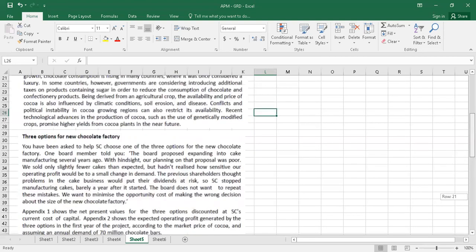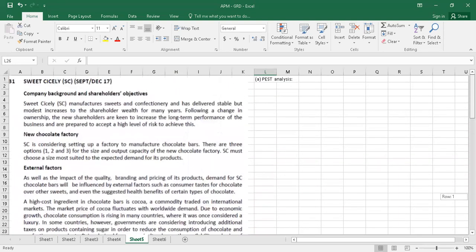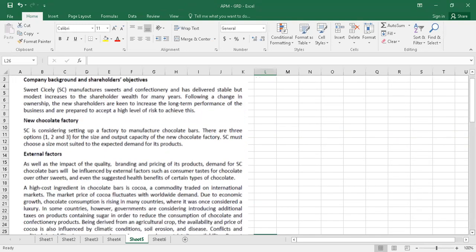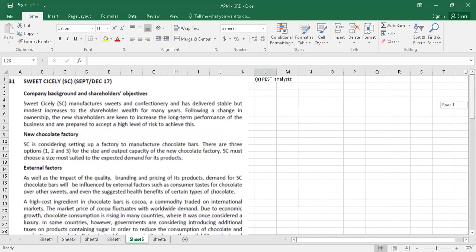Let's start with the first one. So we are asked to take up a PEST analysis. The first question talks about PEST analysis. So as we identify what are the factors, let's place them and write it under the respective category. So we'll start with political. As we identify, let's place it under the respective heading, political factors.